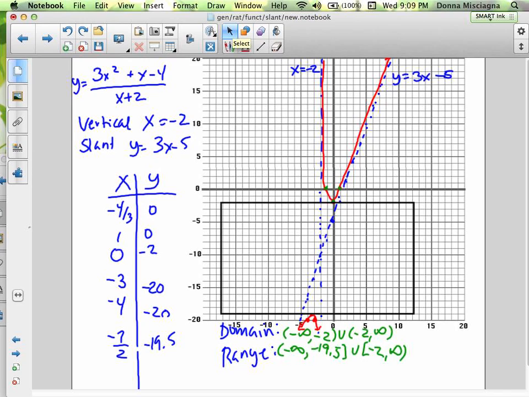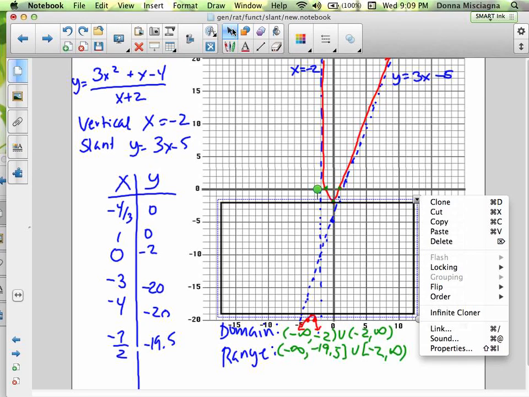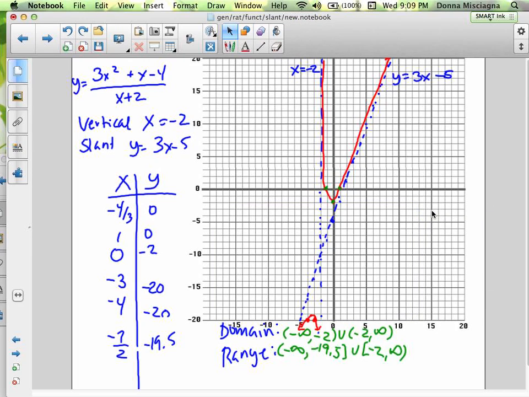Okay? So this was just a little guideline to help you figure out that, hey, there's no function there. And I'm going to actually get rid of that because I don't really need that there. But that's the end of this part of the podcast, and the end of graphing rational functions with slant asymptotes.